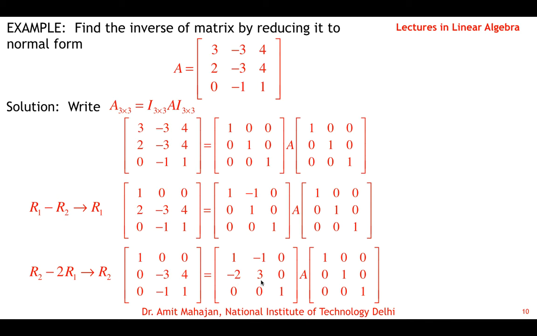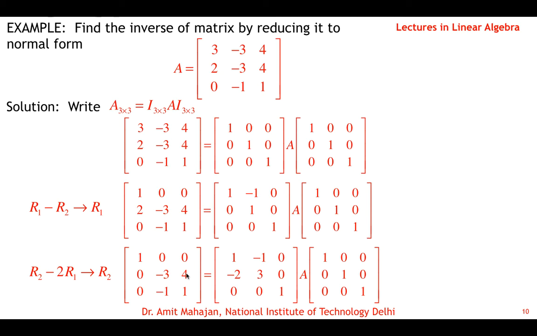The same on the right hand side pre-matrix, row 2 minus 2 times row 1, so 0 minus 2 becomes minus 2, 1 plus 2 becomes 3, and 0 with 0 remains 0. No change in the post matrix. So now we have 1 here, and these are already 0. We have to make this a 1, this a 1, and the non-diagonal entries 0.